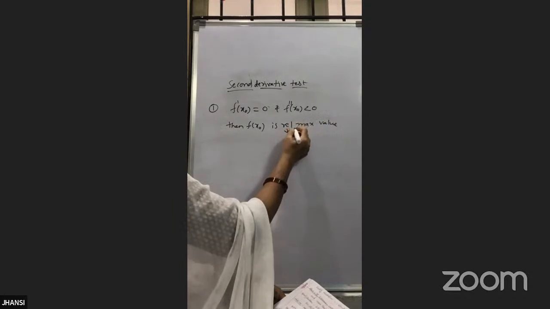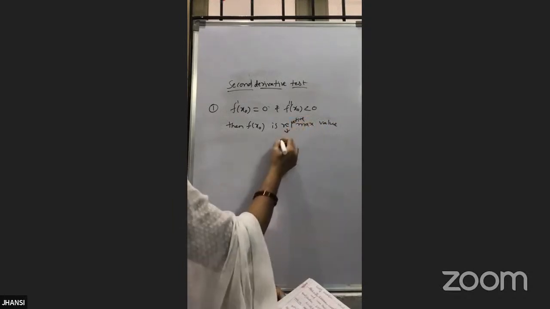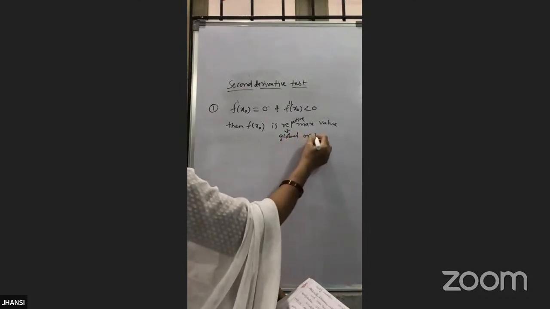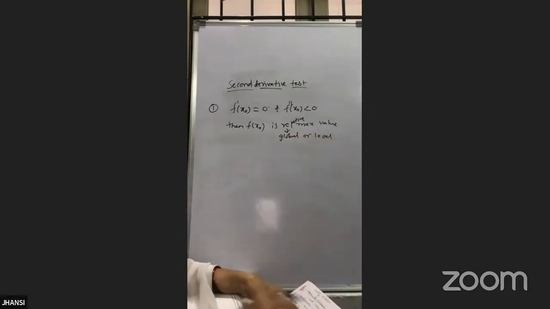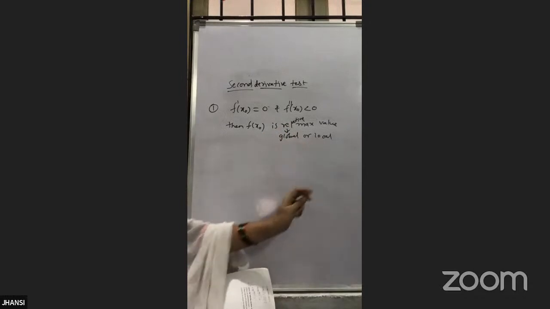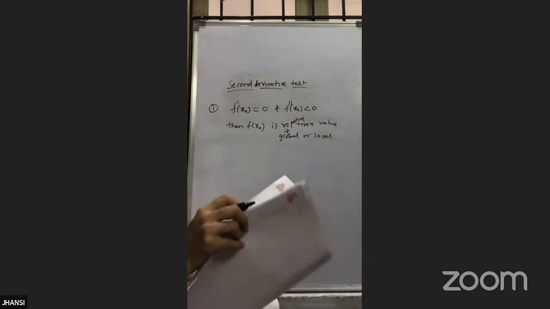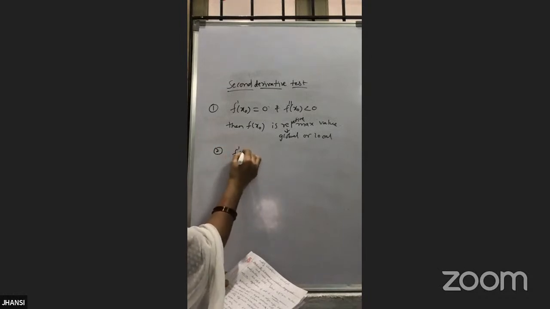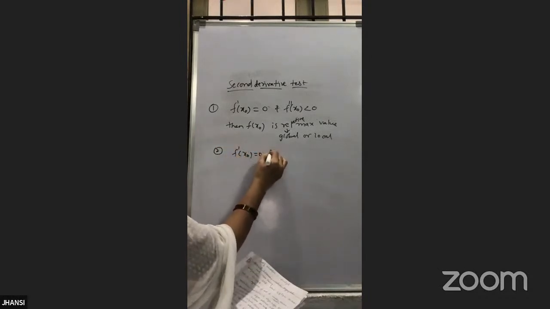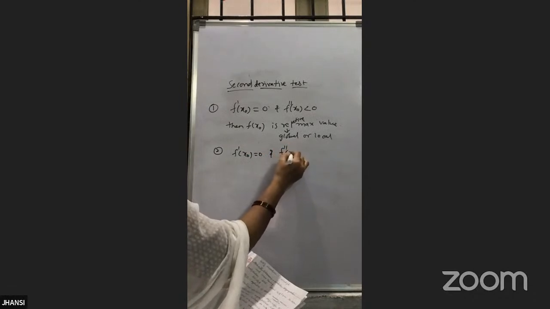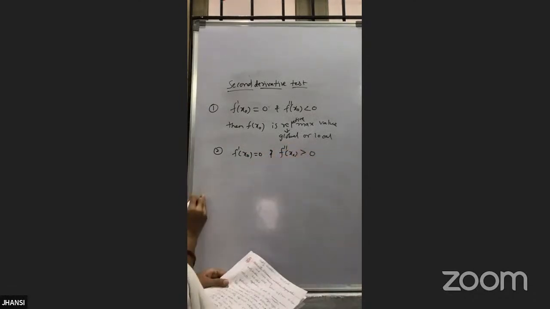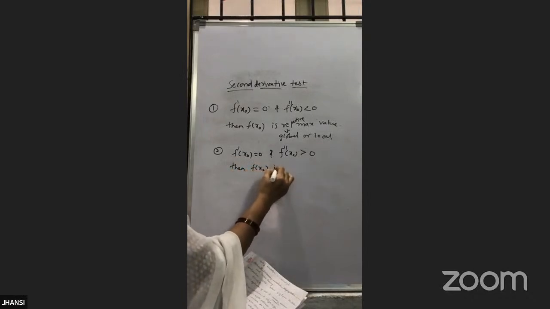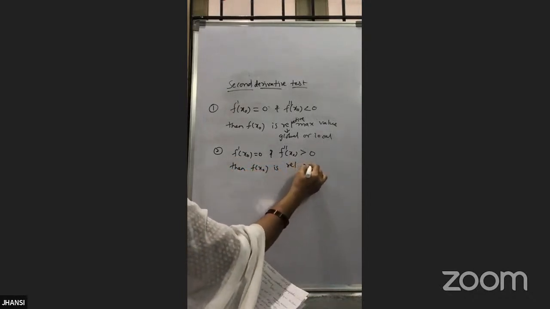Here you may get relative or global. In some questions they will ask global also, in some they will ask local also. So these three are the same only: relative maximum, global maximum or local maximum. Second one is, if f dash of x naught is 0 and f double dash of x naught is greater than 0, then f of x naught is relative minimum value.